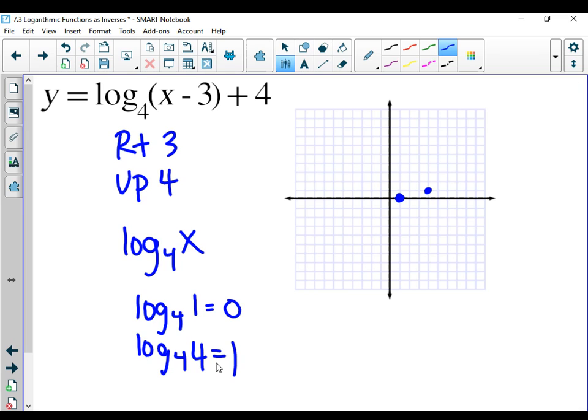A lot of times you're only going to get probably 2 points on a 10 by 10 graph. If you think about it, the next point would probably be what? We've got 1, 0, 4, 1. What would be the next one? I think you lost it. Okay. We did it this way.